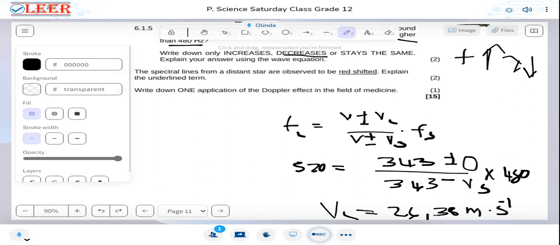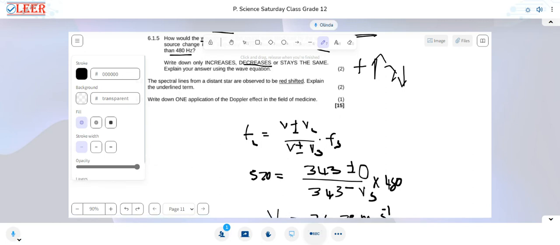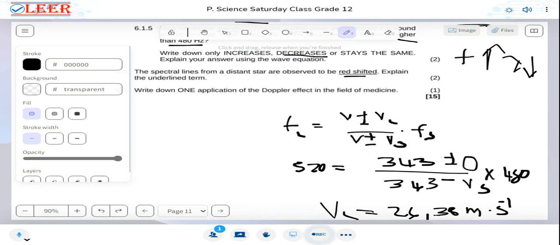The spectral lines from a distant star are observed to be red shifted. Explain the underlined term. So we're looking for a definition, and here it is: light from the star is shifted towards longer wavelength, so towards the red end of the spectrum, which indicates that the star is moving away from the earth.